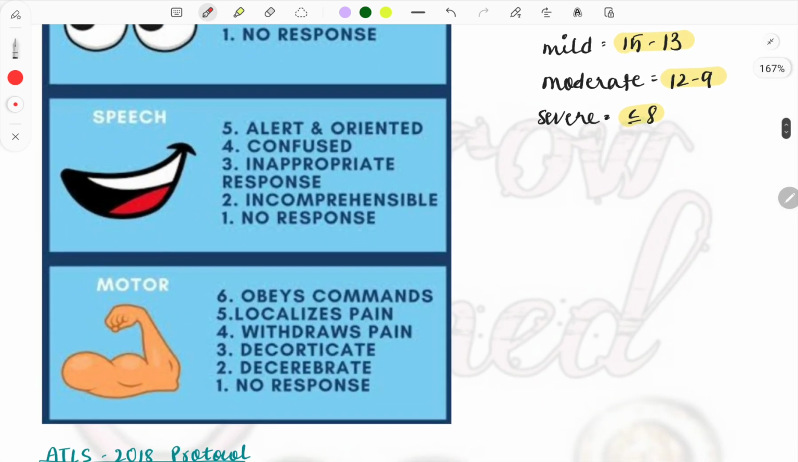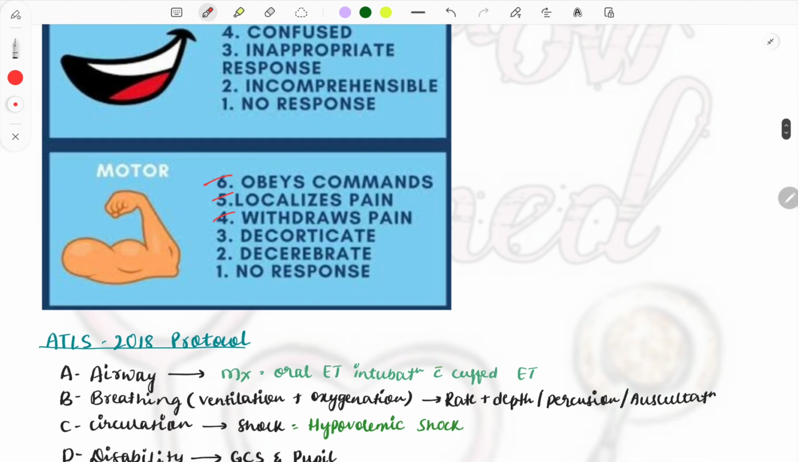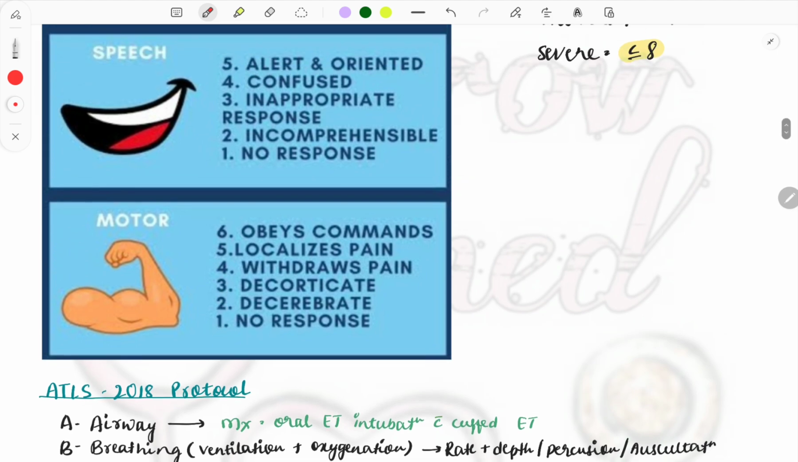Same for the speech: 5, 4, 3, 2, 1. And for the motor, these are the scoring systems we will be giving. If the patient obeys commands, then 6. If no response, then 1. Like that.